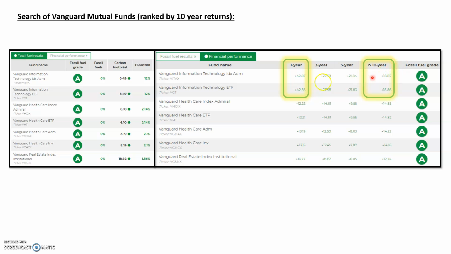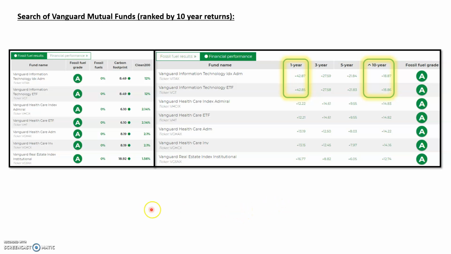All right, so the highest here was the VITAX, and what you can see is the 10-year return of almost 19% is great. The 1-year return was really excellent for some of these as well. But what you'll see is it has a fossil fuel grade of A. If we come over here, we can see that fossil fuels are 0% invested. It does have a slight carbon footprint, about 12% in Clean 200 companies, so that's pretty good. The highest that I've found was 51%. So pretty good when it comes to overall fossil fuel results and carbon footprint.